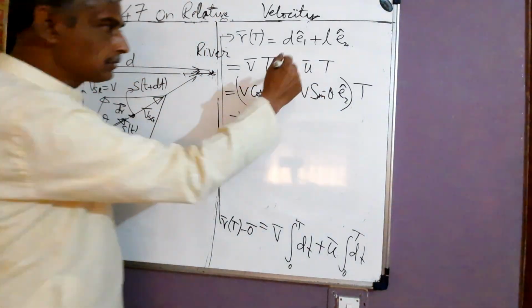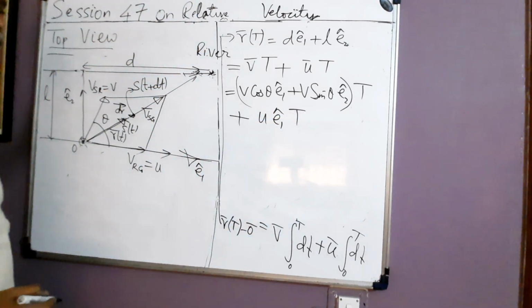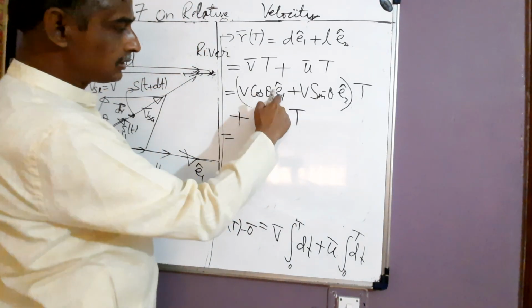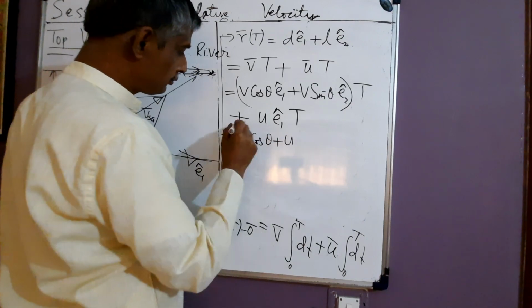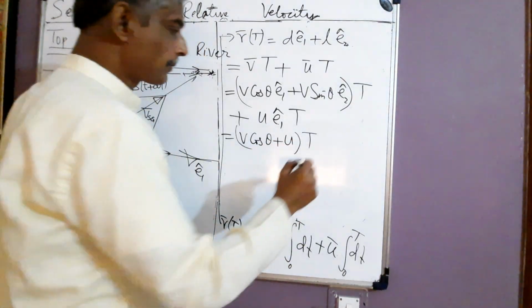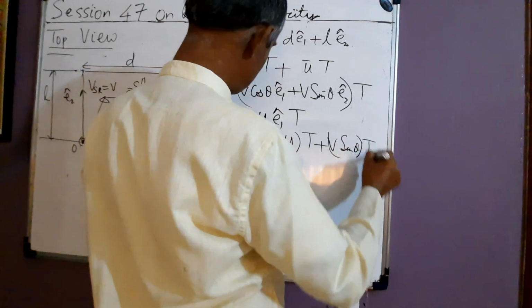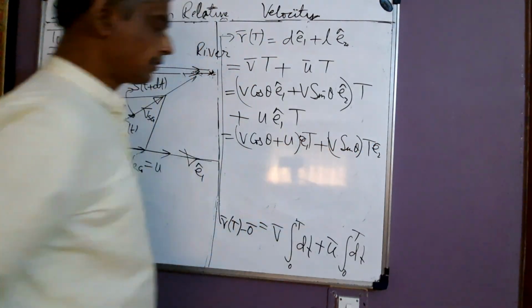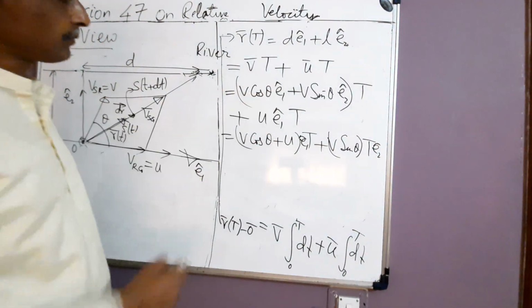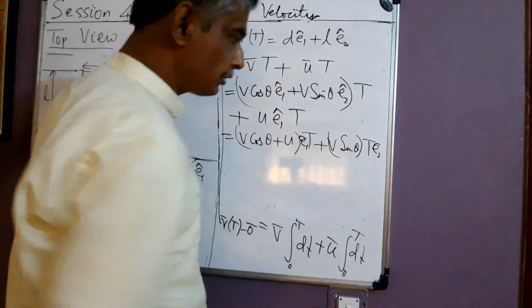U is just along E1, so vector u will be written as u E1 hat into t. Now on the right side I take E1 hat common. So this becomes (V cos theta plus u) into capital T E1 hat plus V sin theta into t into E2 hat.